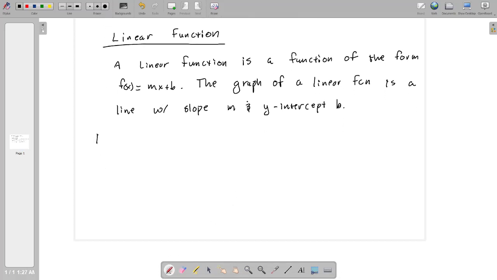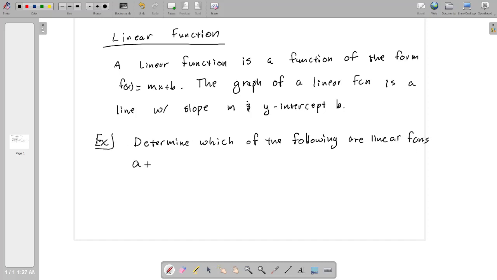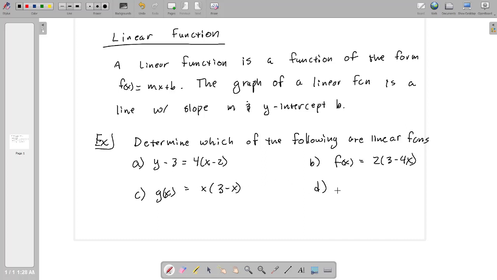Let's go ahead and do an example to determine what kind of functions are linear functions. Determine which of the following are linear functions. A, y minus 3 equals 4 times x minus 2. B, f of x is equal to 2 times 3 minus 4x. C, g of x is equal to x times 3 minus x. And D, h of x is equal to 3 minus 4x over 2.